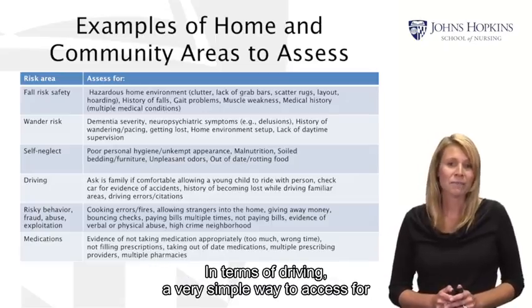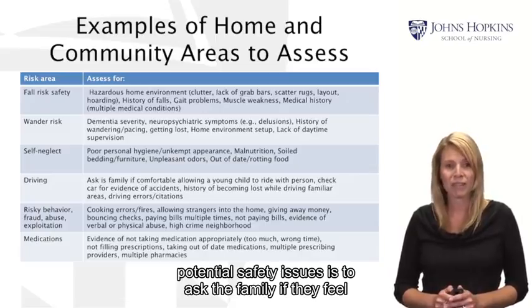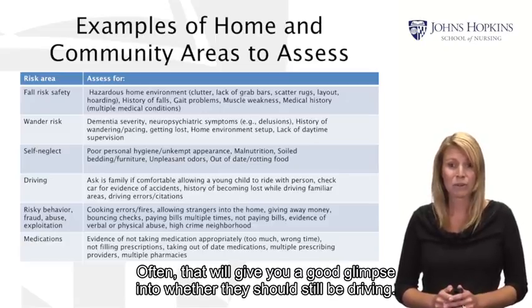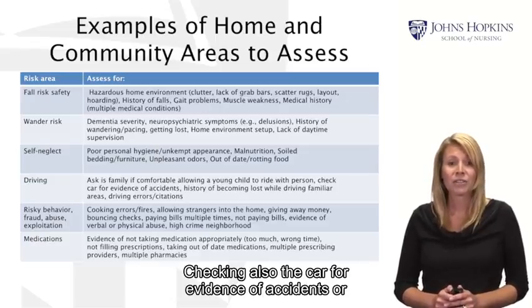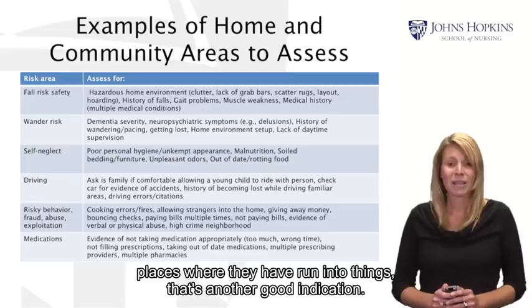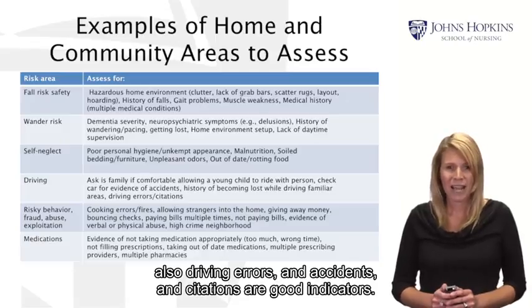In terms of driving, a very simple way to assess for potential safety issues is to ask the family if they feel comfortable about allowing a young child to ride with the person. Often that will give you a good glimpse into whether or not they should still be driving. Checking also the car for evidence of accidents or places where they have run into things, that's another good indication. History of becoming lost while driving in familiar areas, and also driving errors and accidents and citations are good indicators.